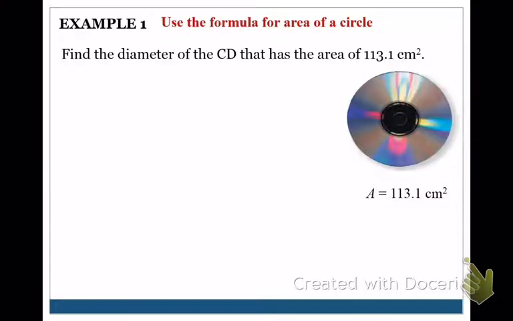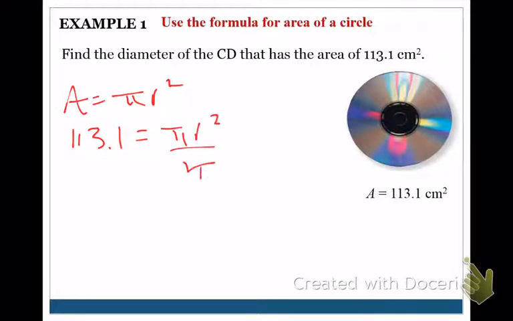Okay? A couple of ways to use this. We can use it to help us find the diameter or the radius of something. This CD has an area of 113.1 square centimeters. We want to find the diameter. The formula is area equals pi r squared. So we plug in 113.1 here, pi, and then the radius we don't know. So usually this is r squared.